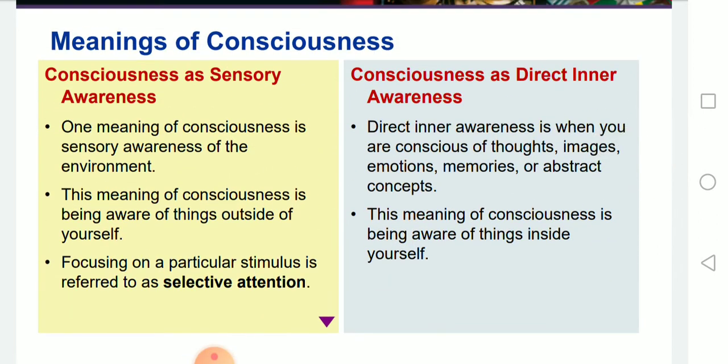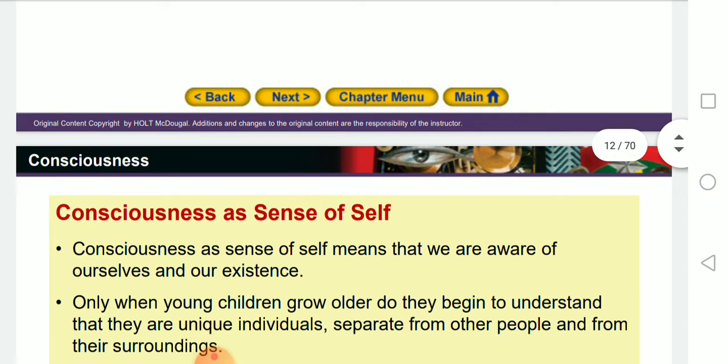Consciousness as direct inner awareness. When I'm talking about inner awareness, I'm talking about my what? My feelings. So, it is when we are conscious of thoughts, images, emotions, memories, or abstract concepts inside myself. So, this meaning of consciousness is being aware of things that are inside yourself. We know now the difference between them.